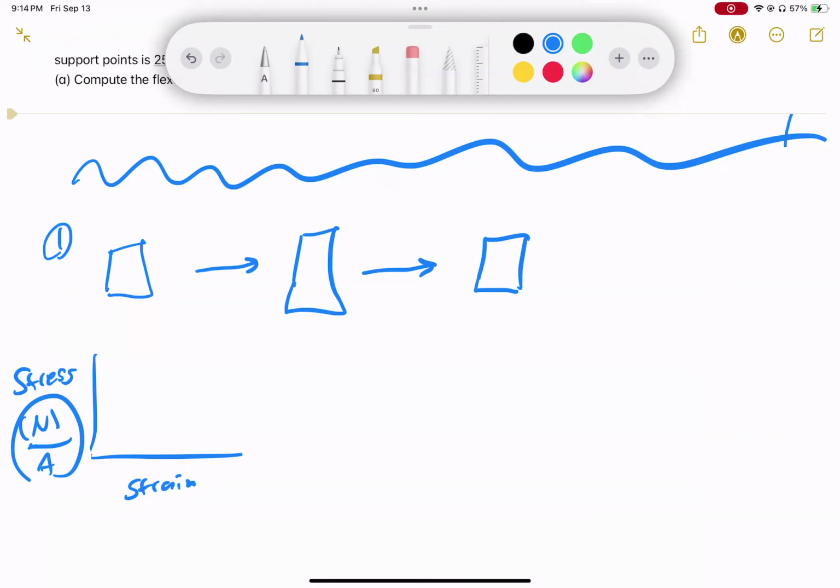Remember, in the elastic region, this is where it's all completely linear. This is the region that we're working in. Because it's linear, we can use Hooke's law. The stress is equivalent to the elastic modulus, which is a constant, multiplied by the strain, which is represented with this epsilon. It's not an E, it's an epsilon.